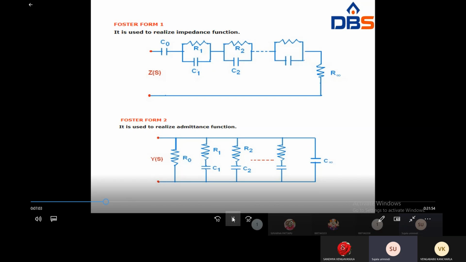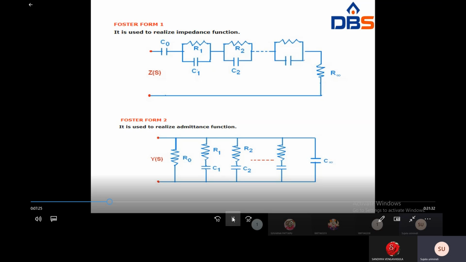Z of S. In Foster 2, whatever the form will be, it will be connected in parallel in the form of admittance. Foster 1 and Foster 2 forms will be obtained by partial fraction equations.